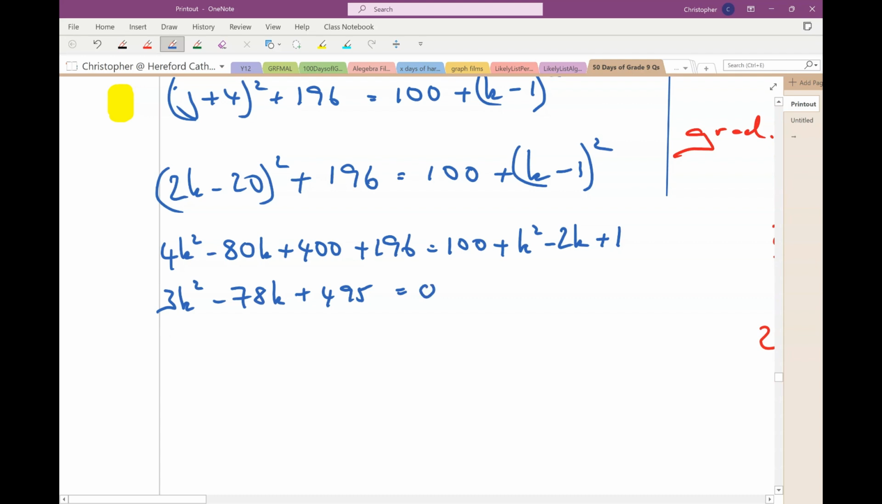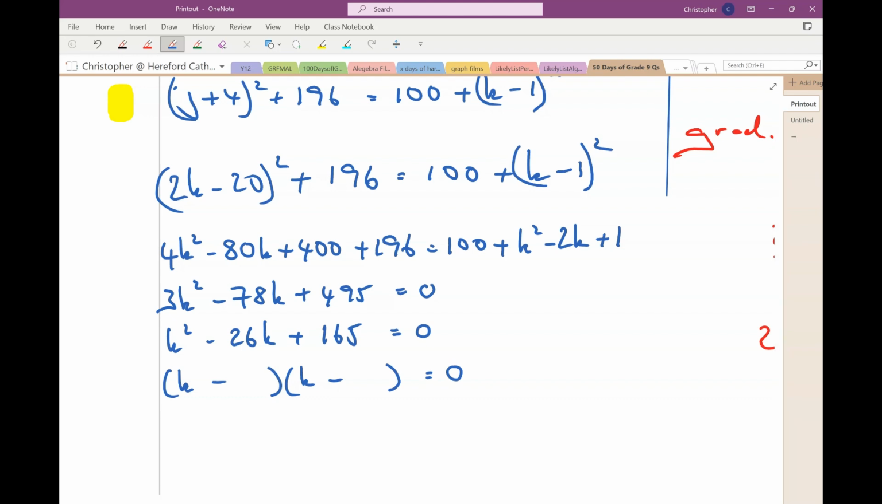I bet I can divide everything by 3. K squared minus 78 divided by 3, 26K, plus 495 divided by 3, 165, equals 0. Right, let's factorise K. They're both going to be negatives here. So multiply to a positive, but add to a negative. Now multiplying to 165 and adding to give me that 26. I'm going to try, what's 165 divided by 15? 11, there you go. Sorry, 15 I said, didn't I? So 15 and 11. So look at that. I reckon that K is 11 or 15.